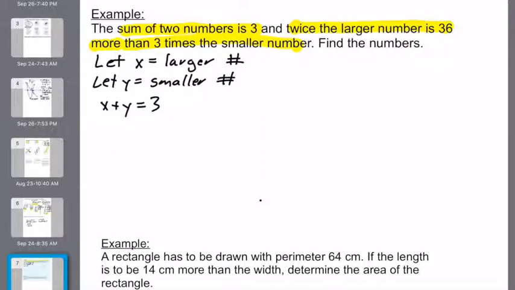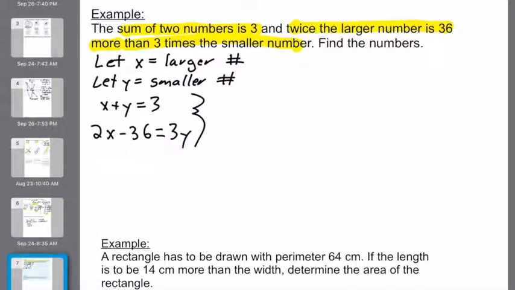Okay, so what does that mean? Well, twice the larger number, so 2 times our larger number, which is x, is 36 more. So if I subtract 36, then we're going to be getting to our smaller number. Not just to our smaller number, but to 3 times that smaller number, meaning I need 3y. Okay, so there we have our system of equations.